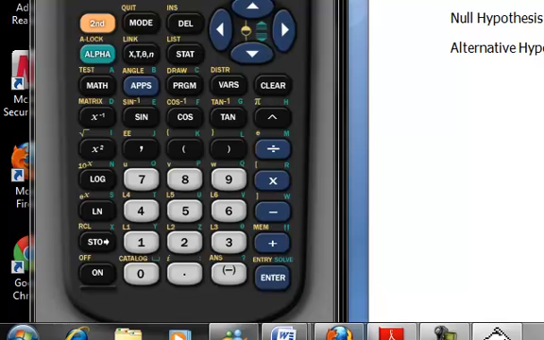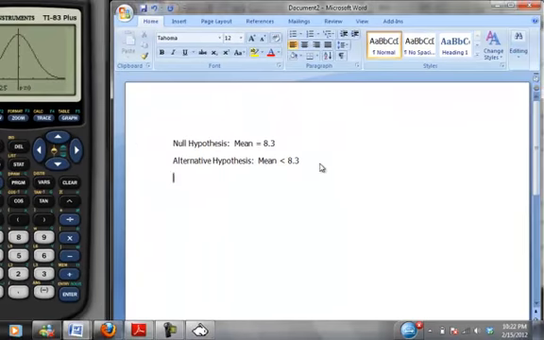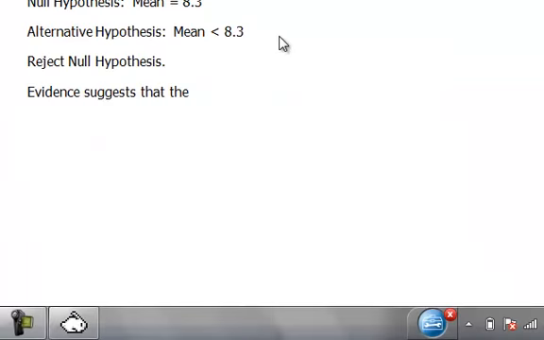So now I'm going to go ahead and write my conclusion. I know I'm going to reject my null hypothesis. And what does that mean in plain English? Evidence suggests that the mean has decreased. In other words, I have evidence that students now are smoking less than they did 15 years ago.